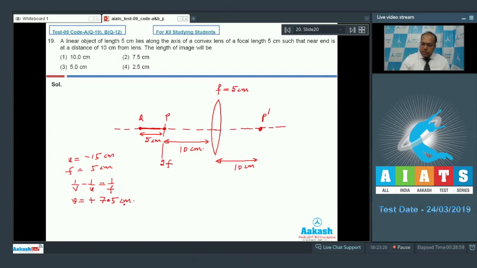It means the position of the image of Q is at this position, Q dash, and this separation is 7.5 cm. So the length of the image is this, that is 2.5 cm. So option 4 is the correct answer. Let's move to question number 20.